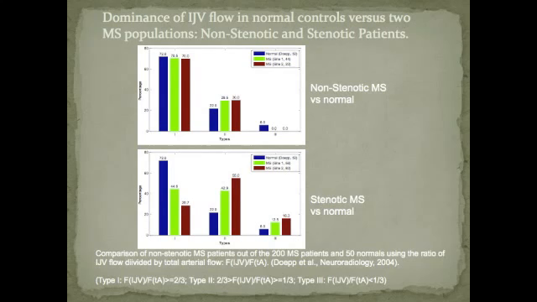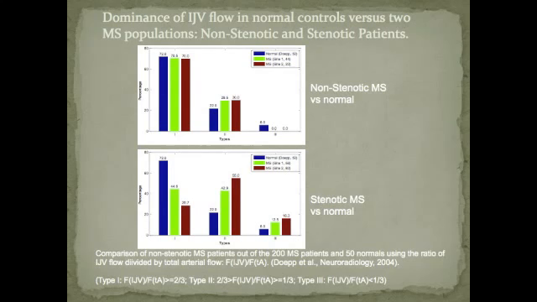And you can see here, this is the non-stenotic population, which is actually less than half of the 200 patients we looked at. They look relatively similar, with 70% being type 1, about 30% being type 2, and type 3 we actually didn't find any of those patients in that category.